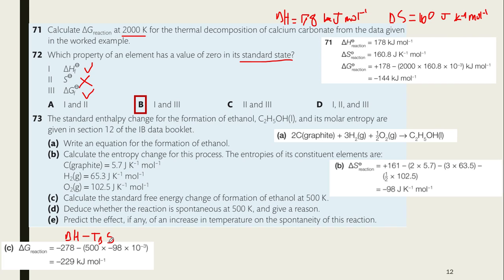In letter D, it says deduce whether the reaction is spontaneous at 500 Kelvin and give a reason. This is a common question where you would calculate the value for delta G in one part and then ask about the spontaneity and give a reason. Well, if we look, delta G is negative 229. So we would say that the reaction is spontaneous because delta G is negative.